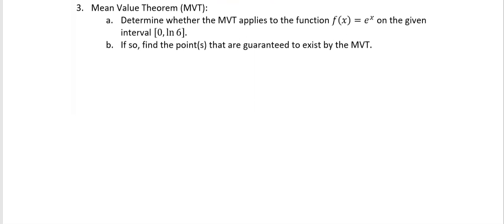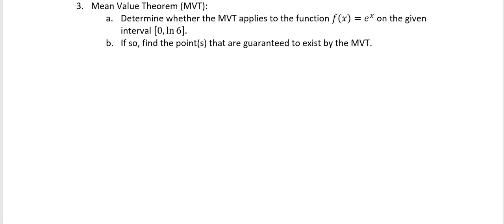Similar way as what we did with the Rolle's theorem. The function in this problem is e to the power x. The interval is 0, natural log 6. And if it satisfies the mean value theorem assumption, the conclusion of the mean value theorem is there is a point C that gives the slope the same as the slope of the secant line.